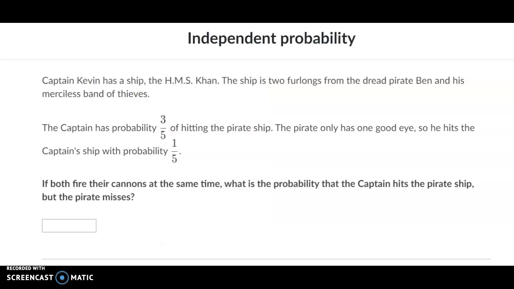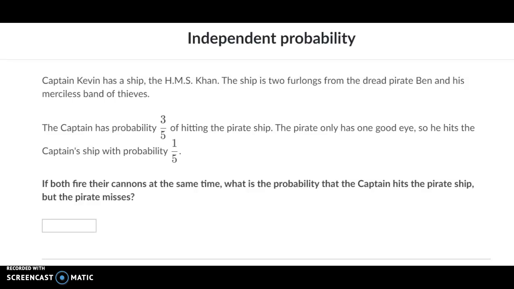When you have independent events, you can find the probability of one and multiply it by the probability of the other. Captain Kevin has a ship, the HMS Khan. The ship is 2 furlongs from the dread pirate Ben and his merciless band of thieves. The captain has a probability of 3/5 of hitting the pirate ship. The pirate only has one good eye, so he hits the captain's ship with a probability of 1/5.